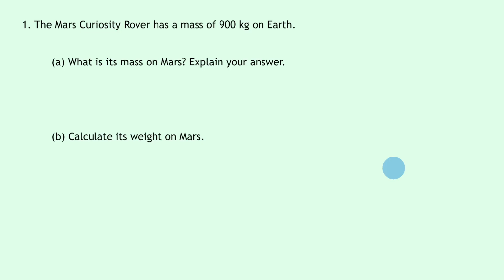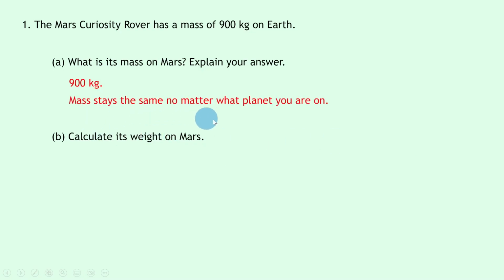So let's get started. Now we're going to recap how to do mass, weight and gravitational field strength questions in the context of space. So question 1 says the Mars Curiosity rover has a mass of 900 kilograms on Earth. Part A says what is its mass on Mars? Explain your answer. Well, we can say its mass on Mars is also 900 kilograms, and that's because mass stays the same no matter what planet you're on or where you are in the universe.